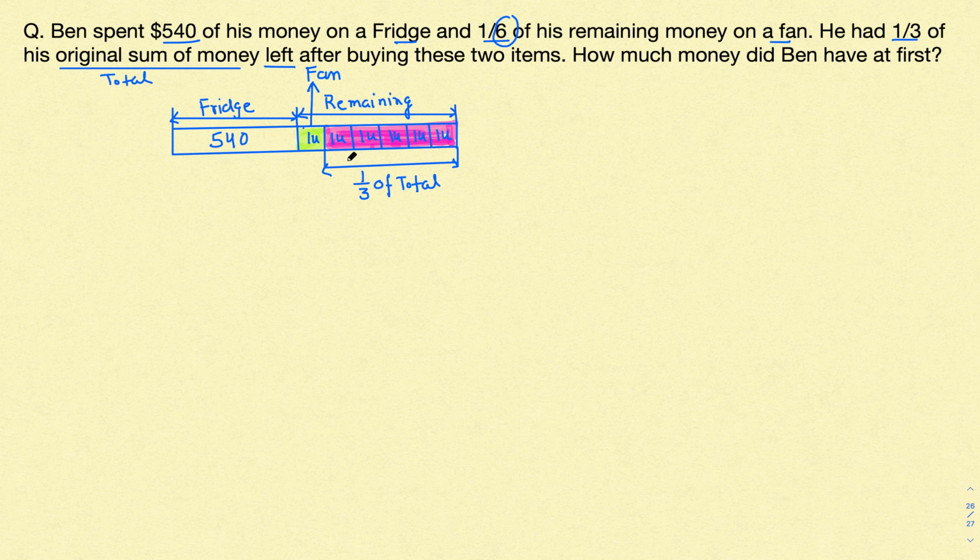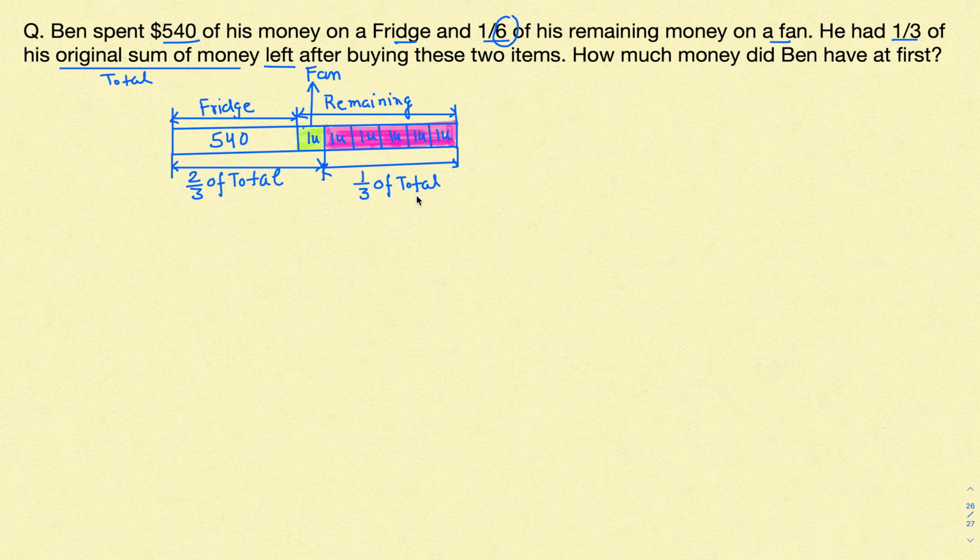So if this is 1 by 3, how much will this much be? If this is 1 by 3 of total, this should be 2 by 3 of the total, so that together they make 3 by 3, which is the total amount of original money. So if this is 1 by 3, this has to be 2 by 3 of the total amount of money, right? So from here we can see clearly.